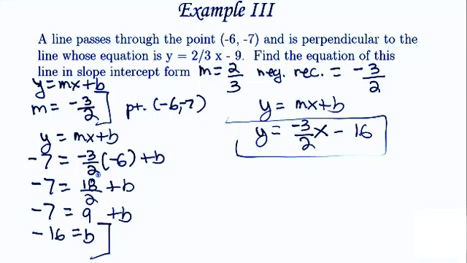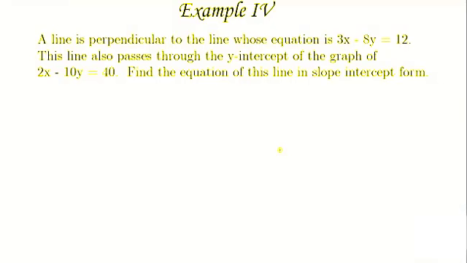b equals negative 16. Once I had the slope and the y-intercept, I could write it as y equals minus 3/2 x minus 16. Example 4. A line is perpendicular to the line whose equation is 3x minus 8y equals 12. This line also passes through the y-intercept of the graph of 2x minus 10y equals 40. Find the equation of this line in slope-intercept form.